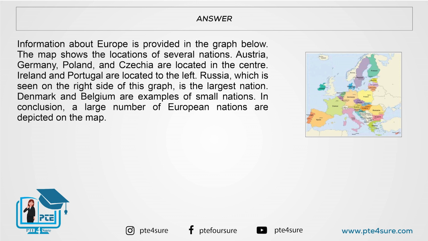Information about Europe is provided in the graph below. The map shows the locations of several nations. Austria, Germany, Poland, and Czechia are located in the center. Ireland and Portugal are located to the left.